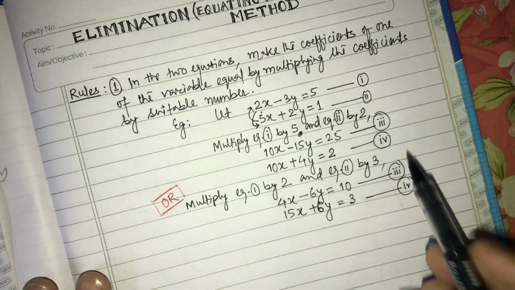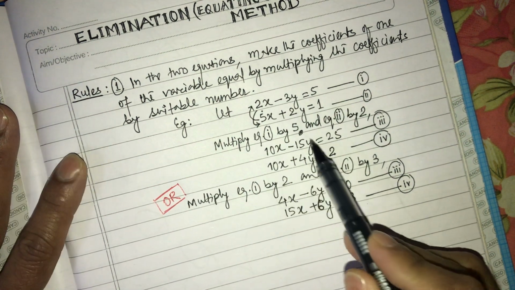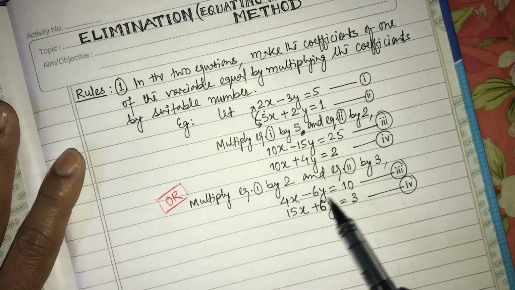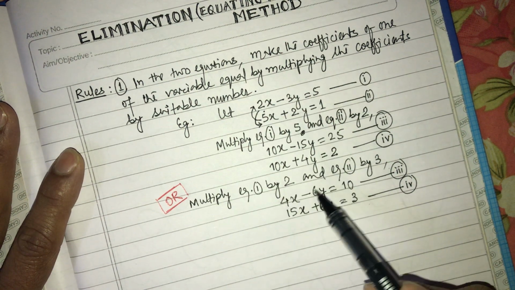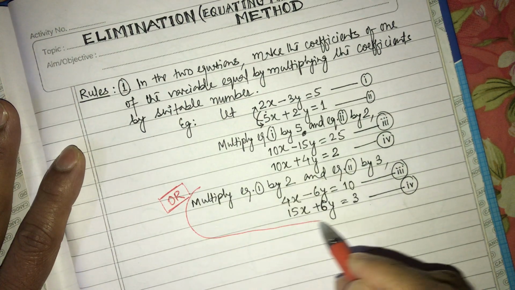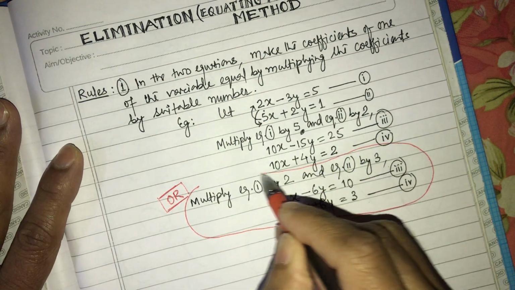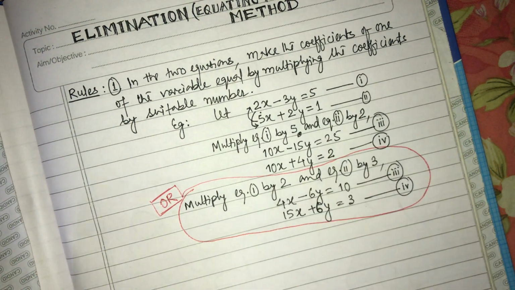All right, so we found the coefficient of x equal in this first option. In the second option, if anyone wants to make the coefficient of y the same, you can do it in this way. This is an optional part. Let me keep it in a bracket. Either of these two, one you need to follow. So rule number 1 is over.